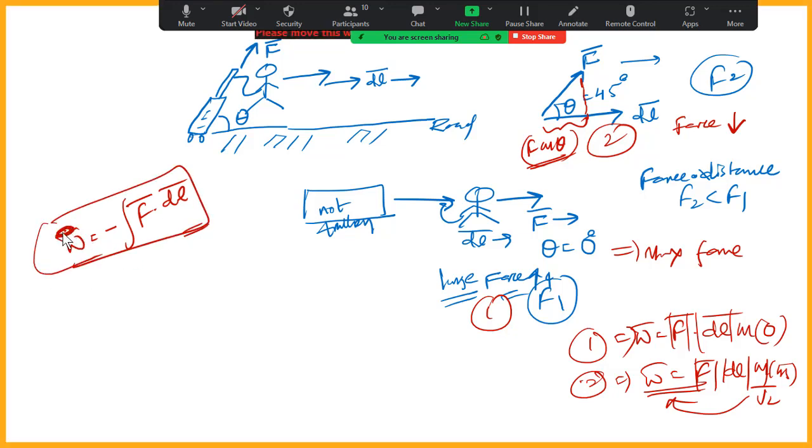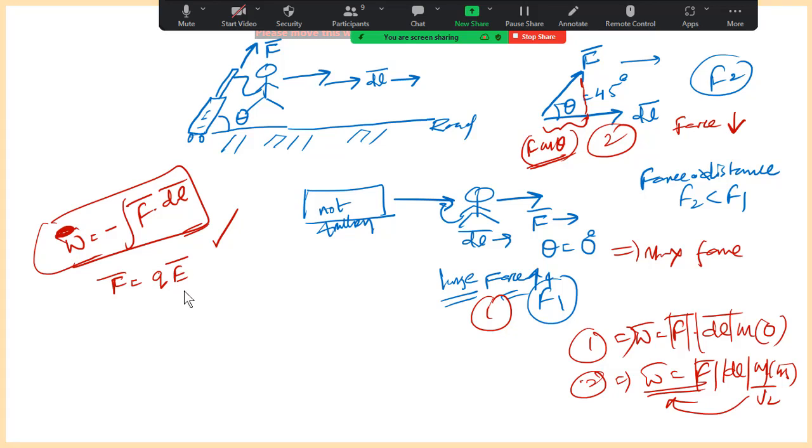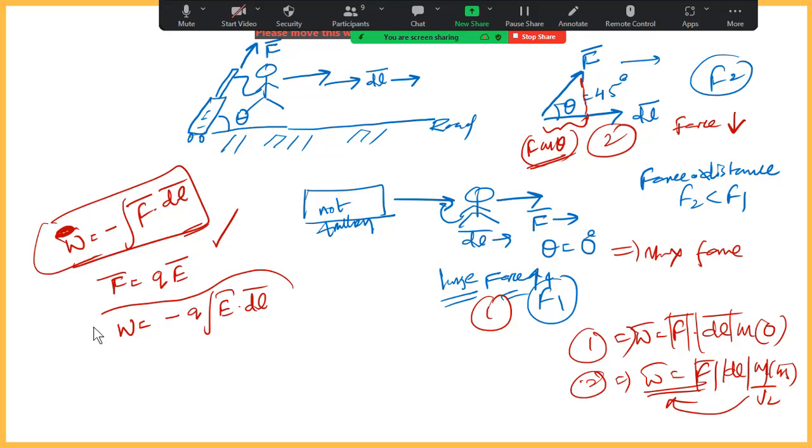Work is not a vector, sorry, work is a scalar. The dot product's resultant is a scalar, so work is a scalar. In this way we can have the equation. Now from Coulomb's law we have F bar equal to Q E bar, the relation between F and E. Substitute this in the work equation, so you will have work equal to minus Q times integral of E bar dot dL bar. This one also you can use. That is the requirement of the dot product in the equation of work.